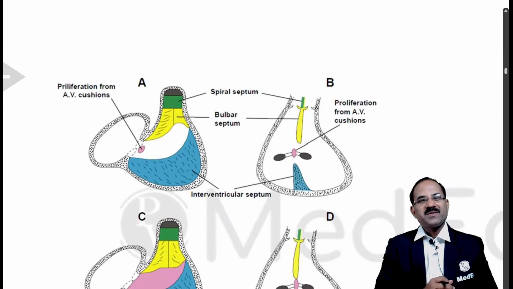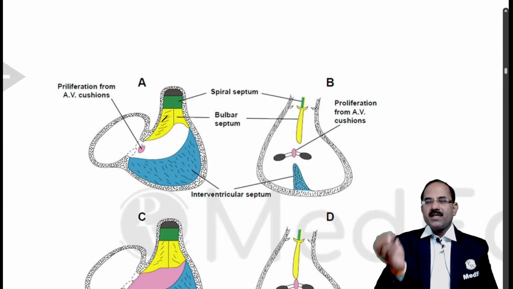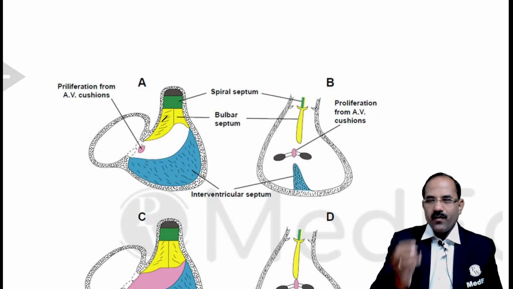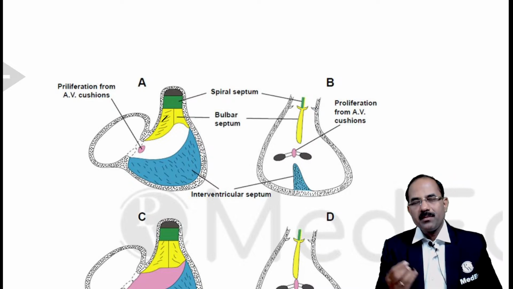Look at this. Students, look at this. So now that's the ventricle. The interventricular septum is made up of two parts. दो parts होता है. One is the muscular part and the other one is the membranous part. Muscular part and membranous part.